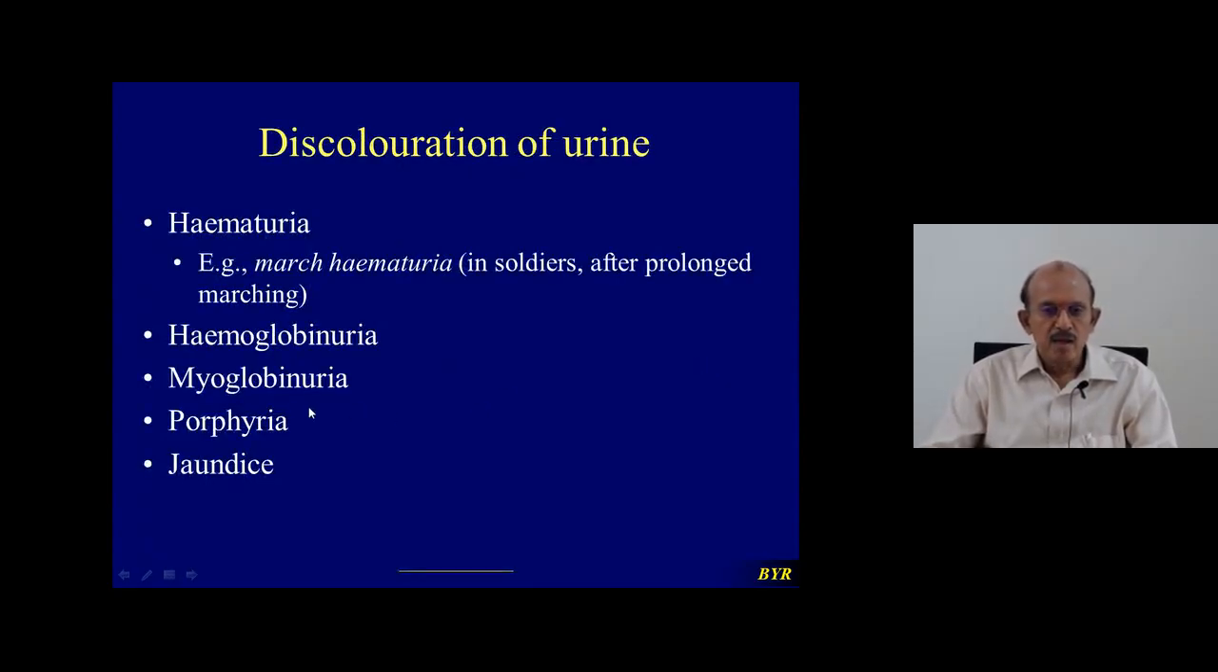Okay, Shruti, you want to see the previous slide? So the discoloration of urine causes being myoglobinuria, porphyria, jaundice, and high colored urine due to dehydration.